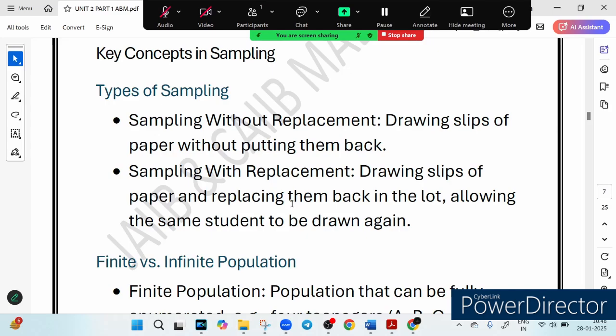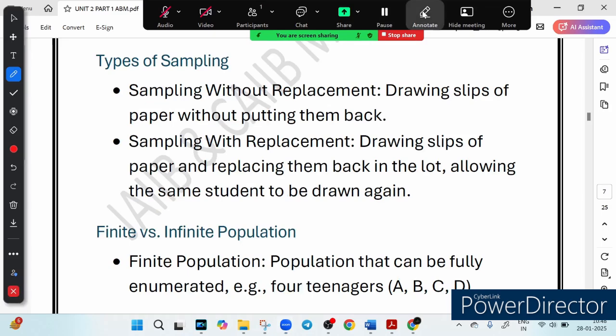So friends, sampling might sound technical, but it is something we encounter in daily life. Today I will simplify key concepts in sampling. Let's start with the two basic types of sampling. The first is called sampling without replacement, and the second is sampling with replacement. So here is how they work.